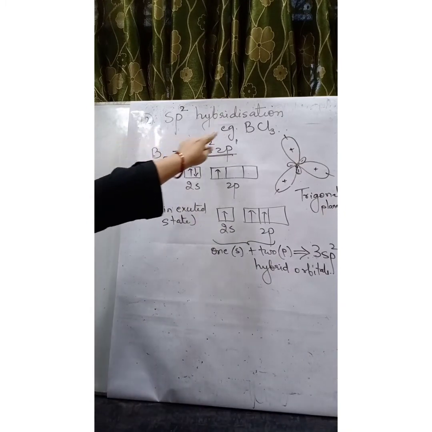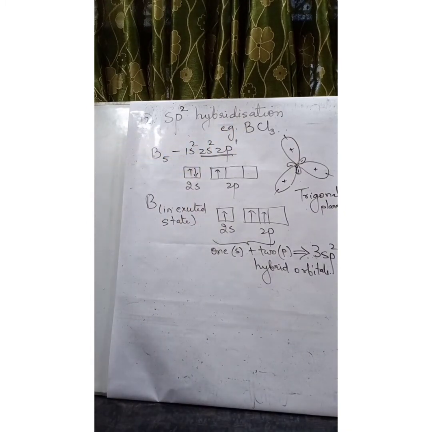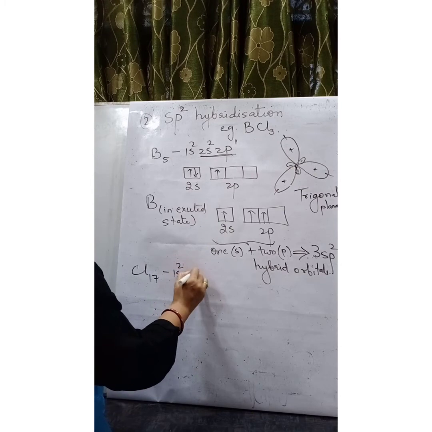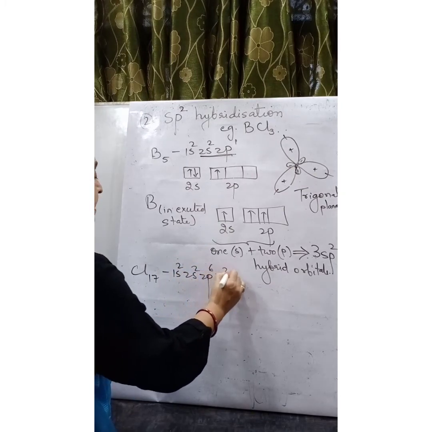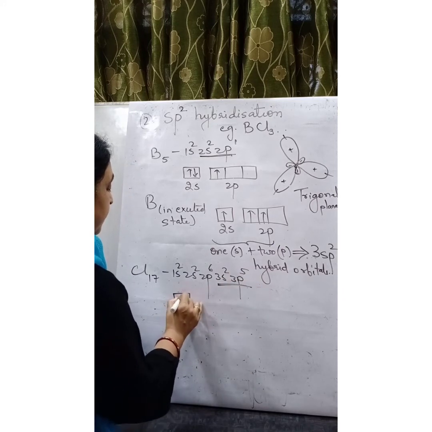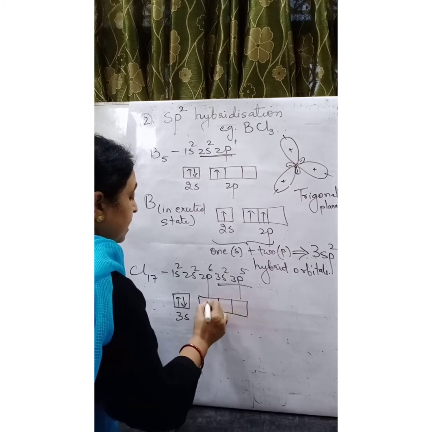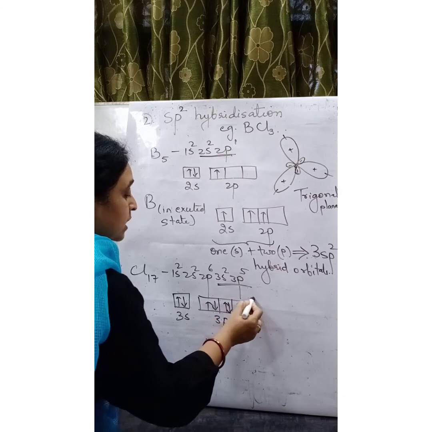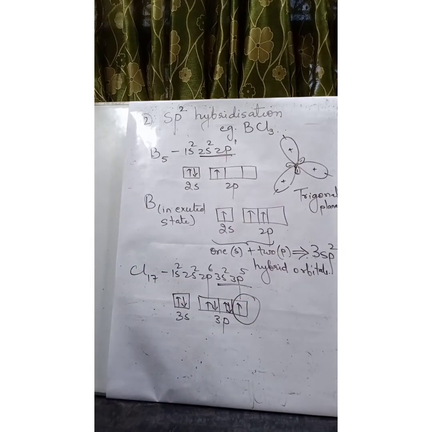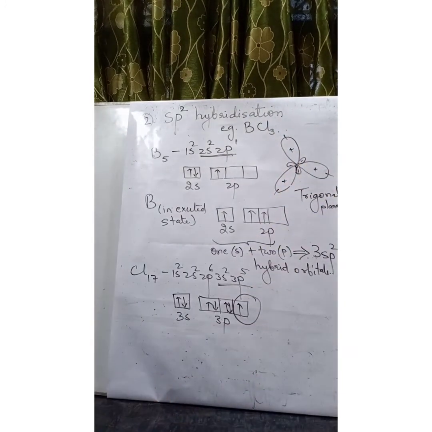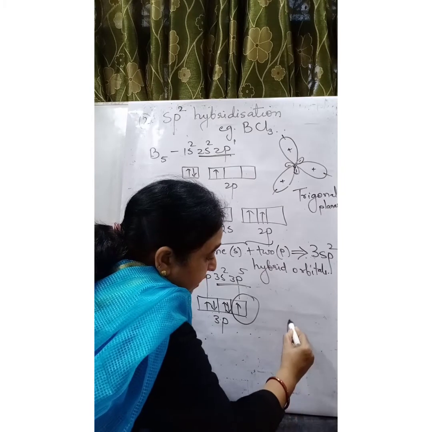Now boron is overlapped by 3 orbitals of chlorine. Chlorine is atomic number 17: 1s2, 2s2, 2p6, 3s2, 3p5. This is the valence shell. 3s is completely filled and 3p has one half-filled atomic orbital. So this atomic orbital of each chlorine overlaps the 3 sp2 hybrid orbitals of boron. So we can draw a figure like this.